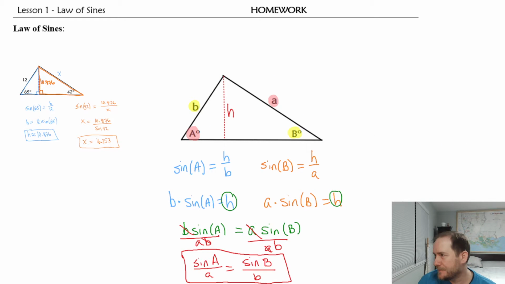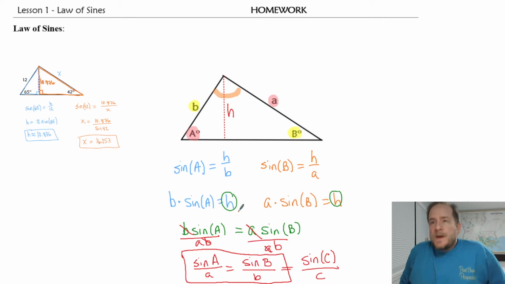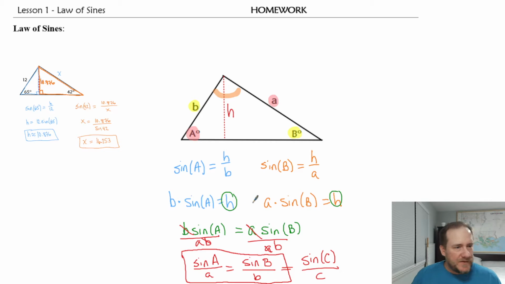And I should say, there's nothing sacred here about A and B. If we happened to know the measure of an angle here called C, and we knew the side down here was C, then we could slide that into our little rule too. We could have a third ratio here, where the sine of the third angle divided by the third side would of course be equal to the other two. So any pair of sides and angles this works for. But that's the law of sines. That's sort of how it's derived, and now let's just use it.